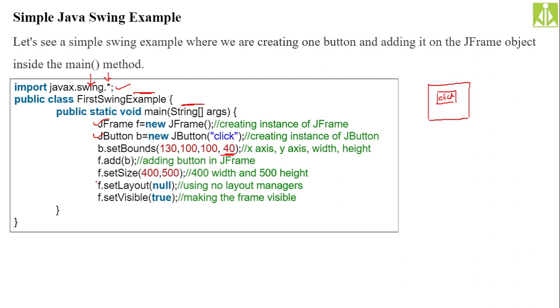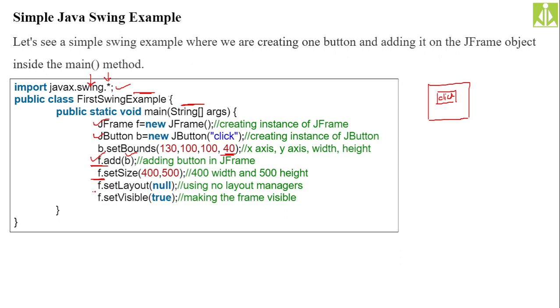Then on the frame object we add this button object using the add method. f.add(b) will add this button object on the frame object. The frame object is nothing but the frame container you have created, and the button object is nothing but the button you have created. And for the frame we set the size. You can even set the size for the button also; b.setSize will set the size of your button. Here I am setting the size for my frame. f.setSize will set the height and width for the frame.